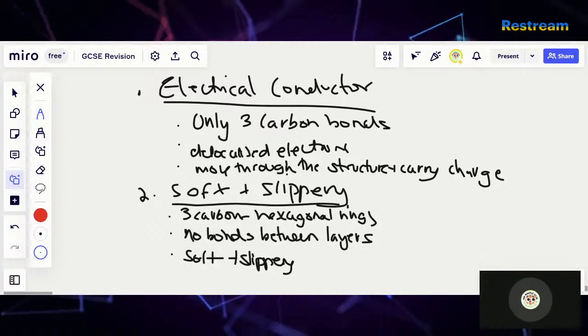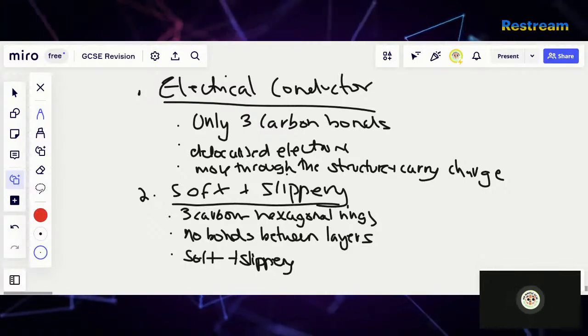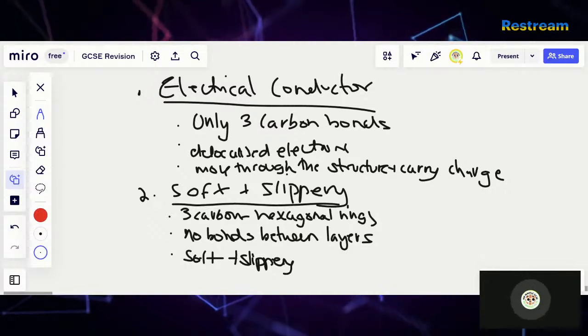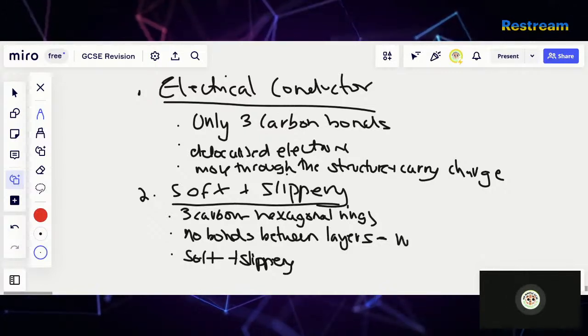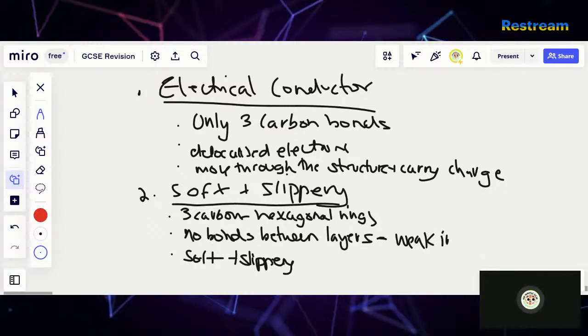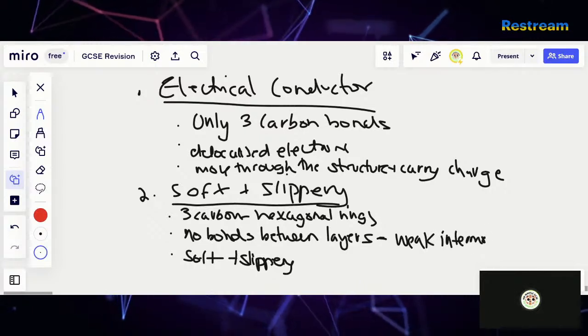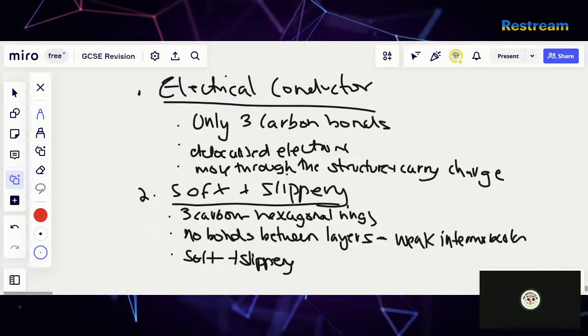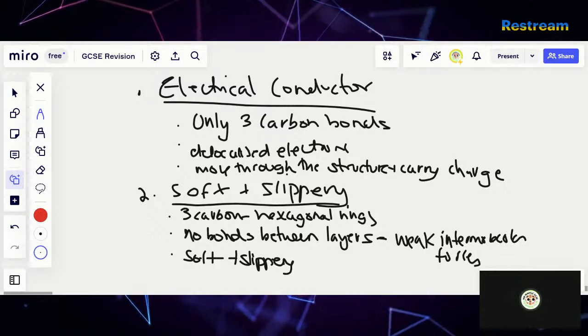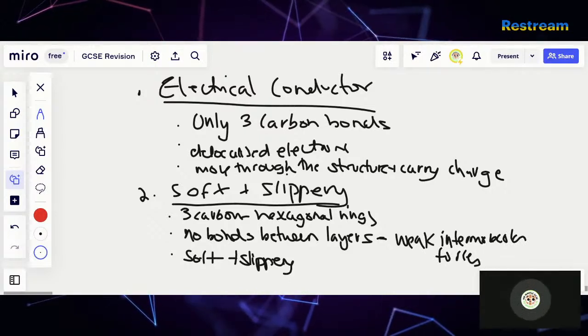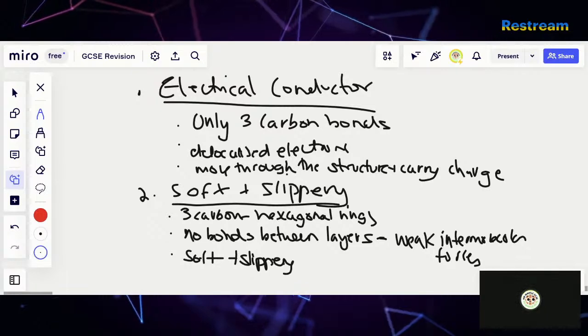Now, a better way to put the no bonds between the layers, you can also put no bonds between the layers, which causes weak intermolecular forces. Now, just with these 6 points here, you can definitely get 6 marks from this.